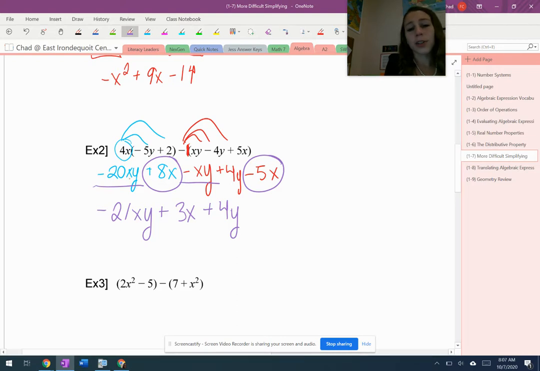Now, just remember one last thing. If these were switched, if this had a y first and then the x, that would still be considered like terms because of that commutative property. 5 times 4 is the same thing as 4 times 5.